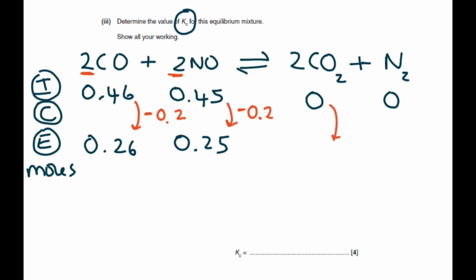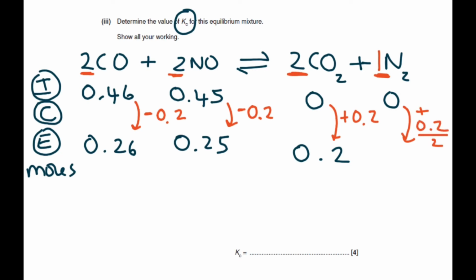Now let's look at the change on the product side. So how much CO2 is going to be formed? Now again, look at the ratio. They're all the same numbers. So it's going to be plus 0.2. So therefore the equilibrium amount of CO2 is going to be 0.2. Okay? And then with nitrogen, what's the change going to be with nitrogen? Okay, now I'm going to be careful here because now the ratio is 2 to 1. So the change is going to be 0.2, but it's going to be half of that.